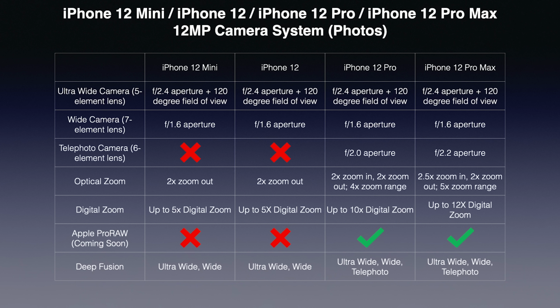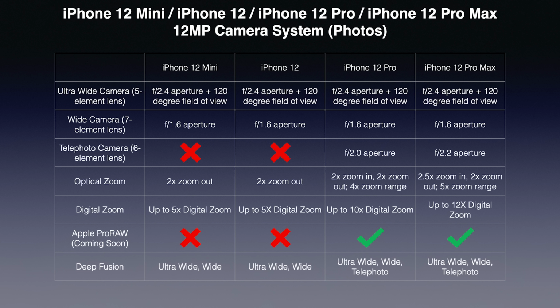Okay, you're probably looking at this chart and saying, good Lord, there is so much on here, but it's actually pretty simple. We're going to break this down and start off with the three cameras on the different phones. First of all, the ultra-wide camera, that's the 5-element lens. This has an f2.4 aperture and 120-degree field of view. That is on every single model in the iPhone 12 lineup. You can see it across the board.